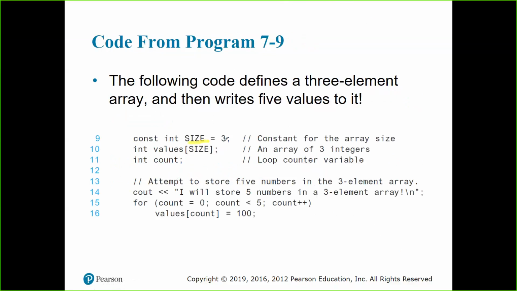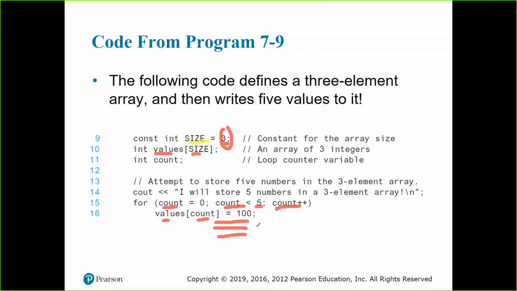the size is 3. So if we create an array with the name value and the size is 3, and then use a loop, count equal to 0, count less than 5, you see it goes until 5, but the size is 3. So the loop is going beyond the size of the array, with count plus plus. So the first value will be initialized with 100, the second with 100, the third with 100, but there is actually no fourth value in this array.